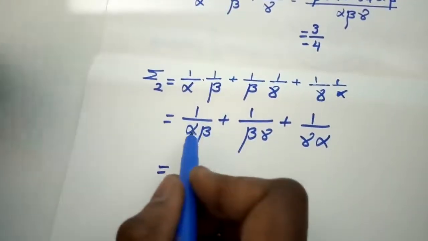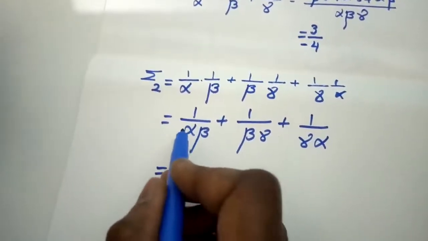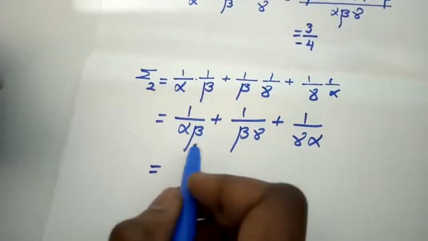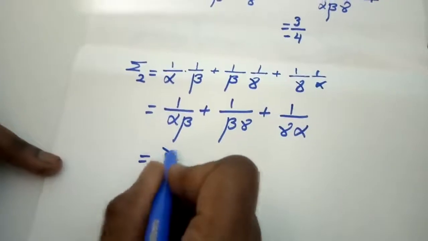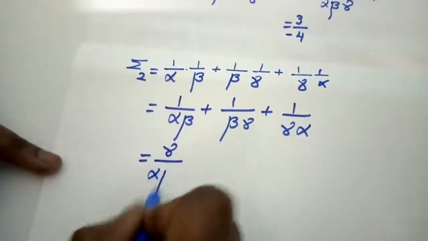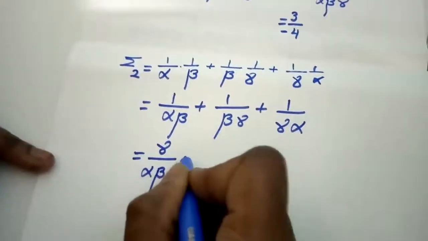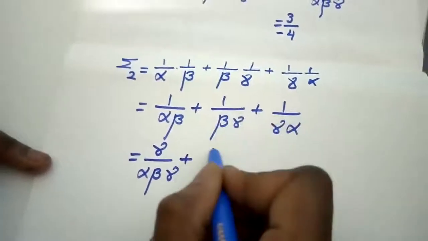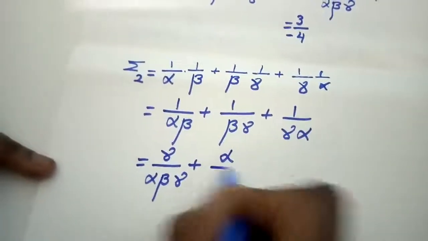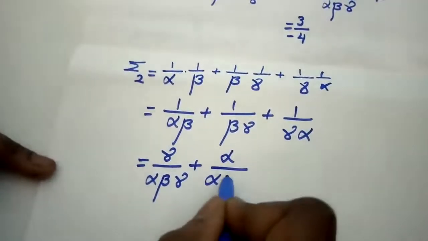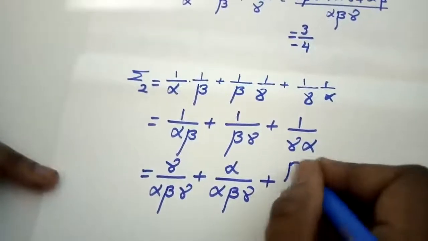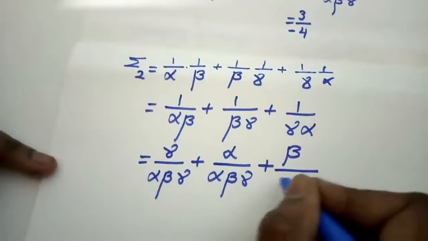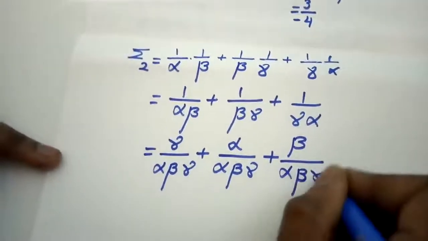What is the notation missing here? Alpha I am having, beta I am having, gamma is missing here. So, divide and multiply by gamma. That is the actual procedure. Gamma divided by alpha, beta and gamma. Plus, here alpha is missing. That is, divide and multiply by alpha, alpha, beta and gamma. Here, beta is missing. That is, divide and multiply by beta divided by alpha, beta and gamma. Just I am writing in order.